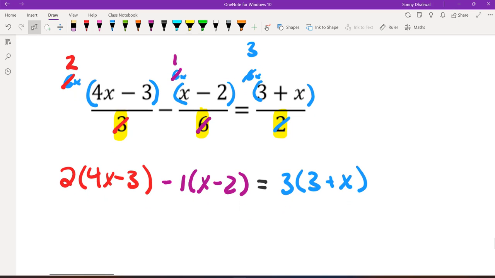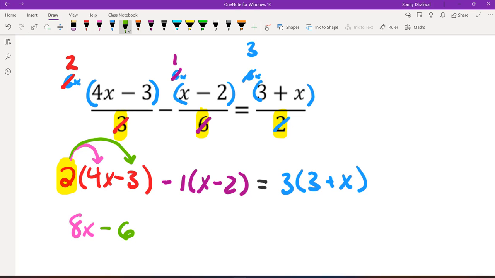Okay, so now, like what we did before, but we have more brackets here. Our goal now is to get rid of the bracket. So I take this one and then multiply through the brackets. So 2 times 4 is 8x. Then you got 2 times negative 3, which is minus 6.